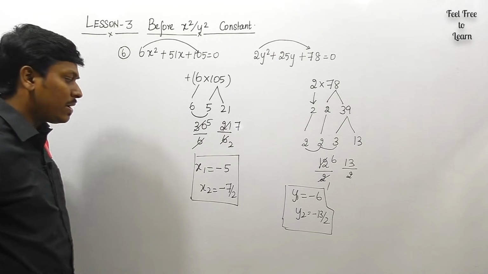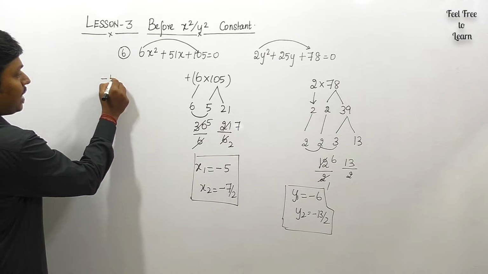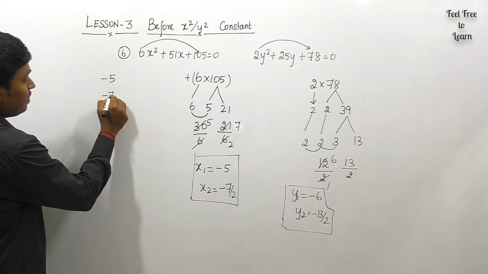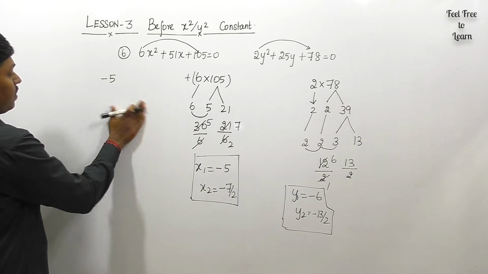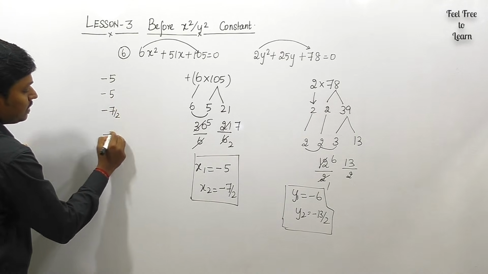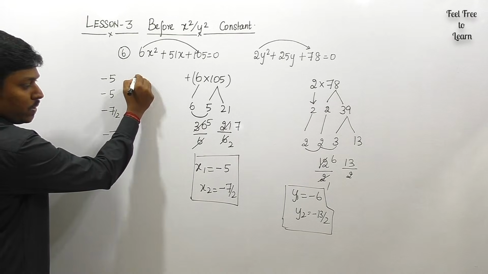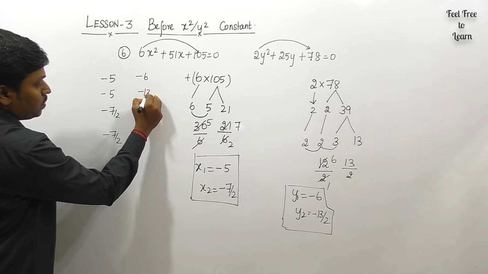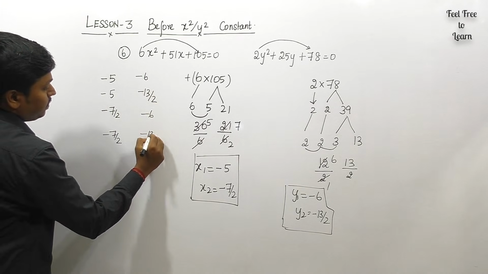So friends, now we need to compare this. So x1 will be minus 5. So x2 will be minus 7 by 2. Okay, x1 minus 5, x2 minus 7 by 2. y1, y2. So y1 is minus 6, then y2 is minus 13 by 2.